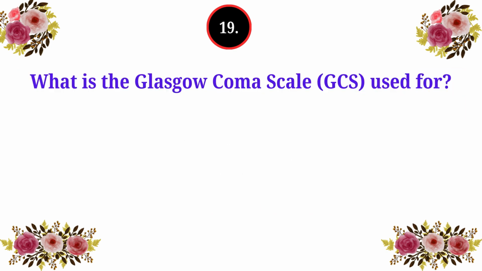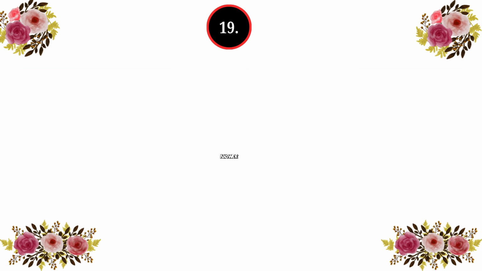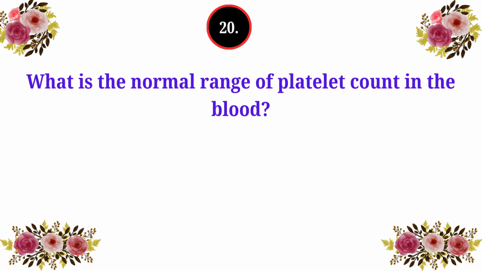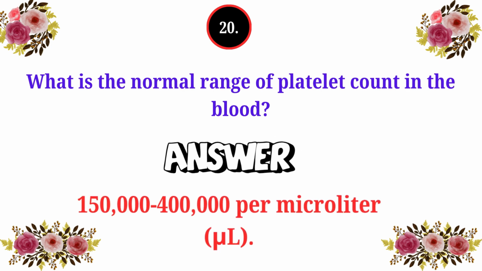19. What is the Glasgow Coma Scale, GCS, used for? Assessing the level of consciousness. 20. What is the normal range of platelet count in the blood? 150,000 to 400,000 per microliter.